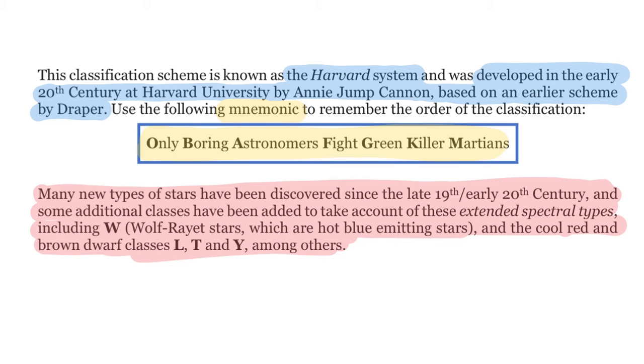So now, subsequent to this classification system coming into effect, many new types of stars have been discovered, and some additional classes have been added to take account of these extended spectral types. These include the W spectral class, or Wolf-Rayet stars, which are hot blue emitting stars, and then the cool red and brown dwarf classes, the L, T, and Y classes. So this spectral classification based on temperature has grown subsequent to the early 20th century.